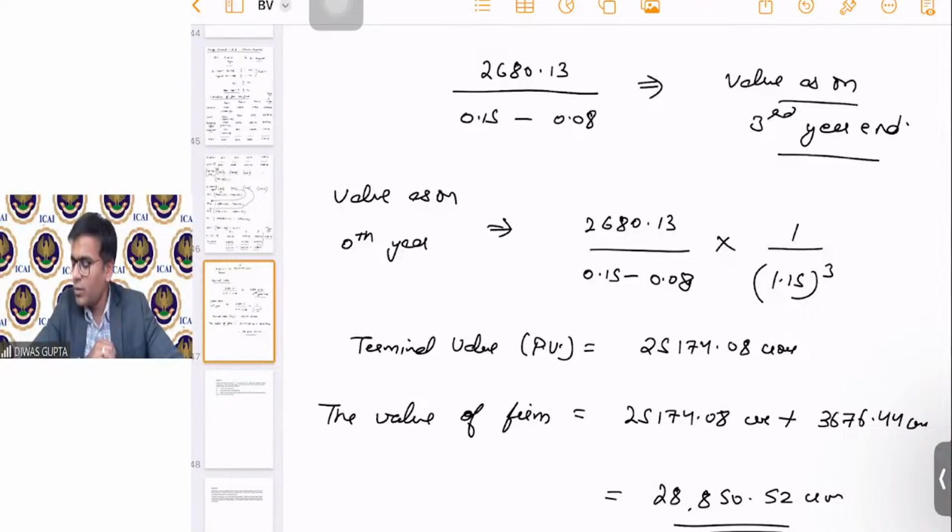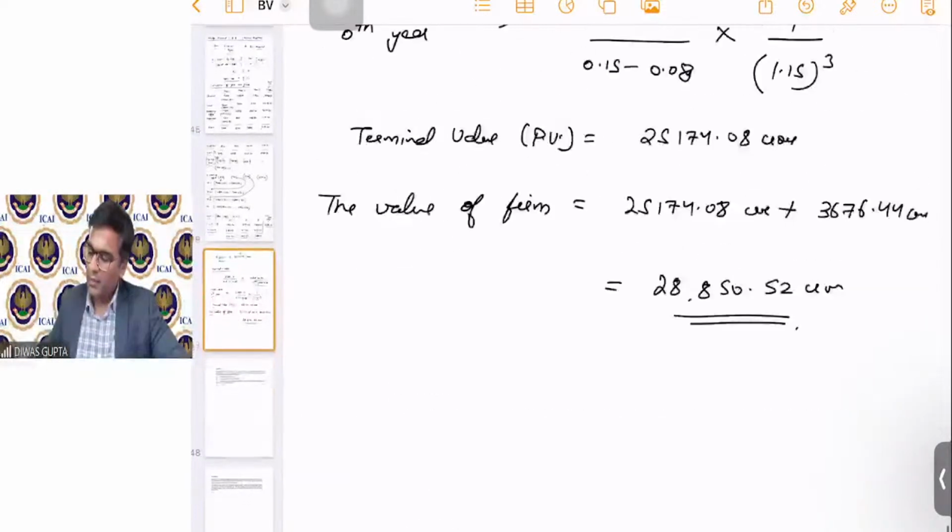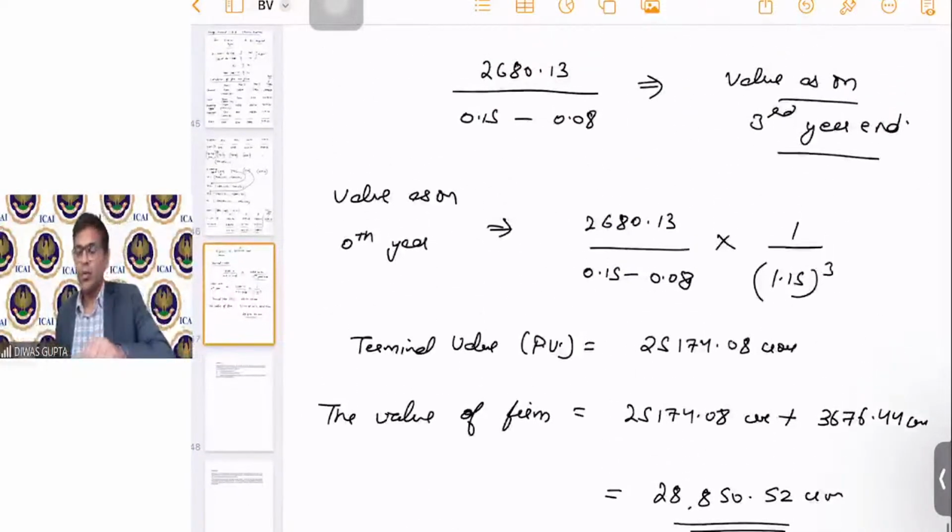Okay. Yes, Jyoti, you are right. Perfect. Let's move ahead, students, to question number 11. Okay, let me put this. I think people are saying they have to note it down.